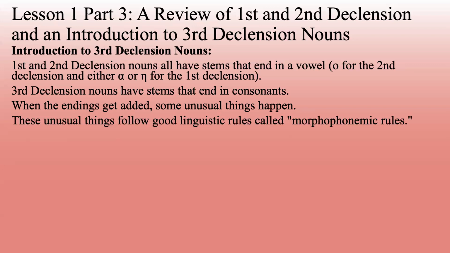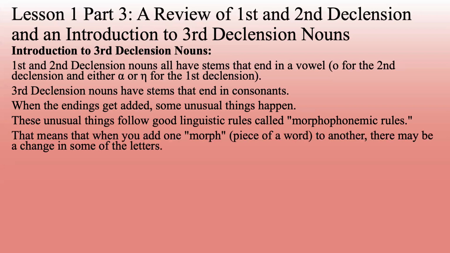These unusual things follow good linguistic rules called morphophonemic rules. That means that when you add one morph, or piece of a word, to another, there may be a change in some of the letters. If you've studied phonology, you'll know a little bit about that. If you haven't studied phonology, just know there are very good reasons for why all of this is happening. And if you go on further to study more, you may come back to this material later and go, oh, I see what's going on. But really, it's not necessarily going to help you to know why everything happens at this point. Just learn what does happen, and that'll serve you well enough.